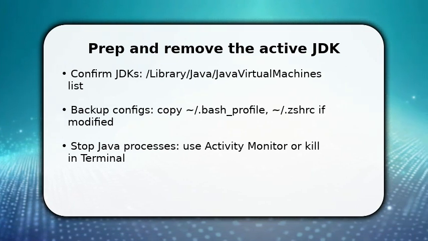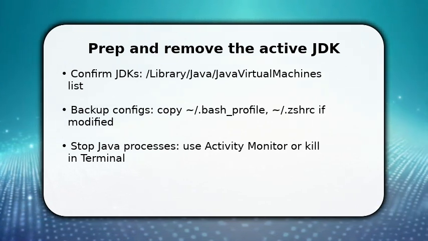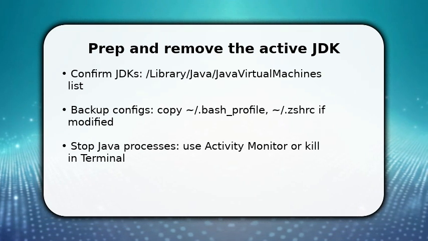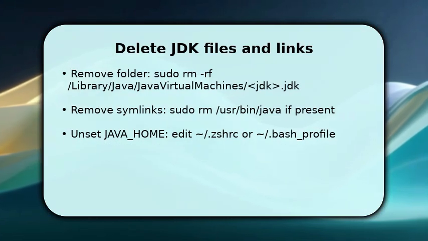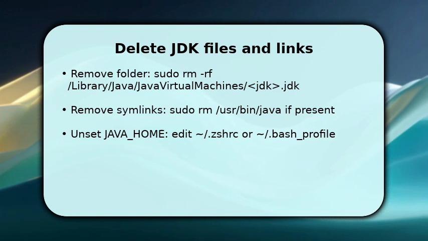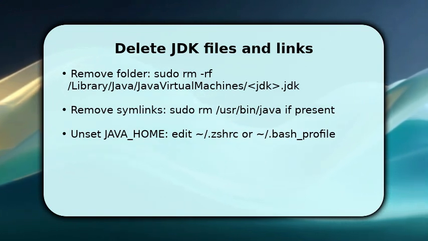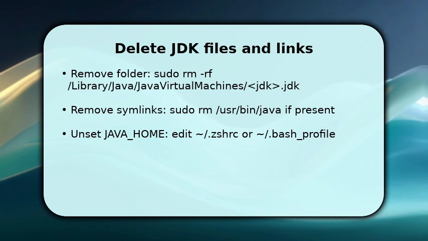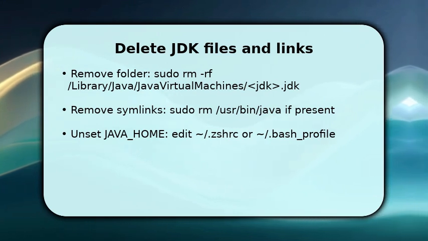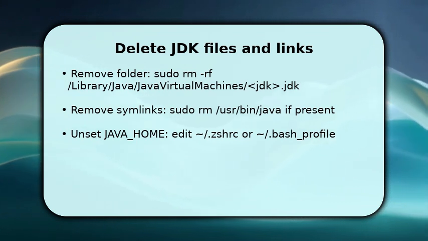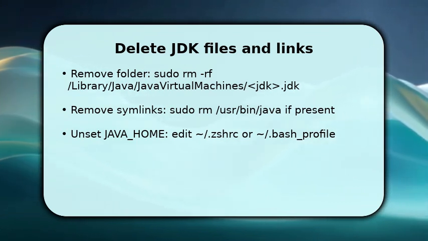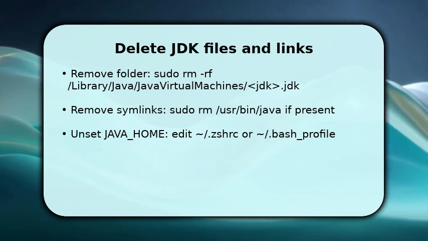Now remove the JDK directory and any system links carefully. In Terminal, use sudo rm -rf with the exact /Library/Java/JavaVirtualMachines/JDK path you noted. This deletes the JVM bundle. Then check /usr/bin and /usr/local/bin for symlinks to java, javac, or javas and remove them with sudo rm to prevent stale binaries.